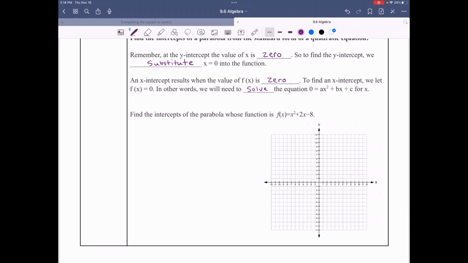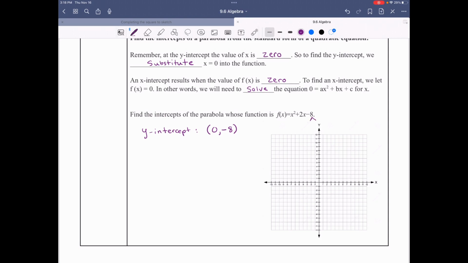So let's practice this. Find the intercepts of the parabola whose function is f of x equals x squared plus 2x minus 8. You can easily see that the y-intercept is negative 8. So the y-intercept, if you plug in 0 to x, you get negative 8. Can we factor this? Yes, we can.